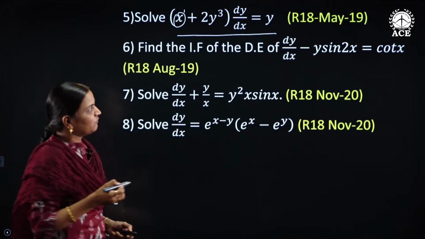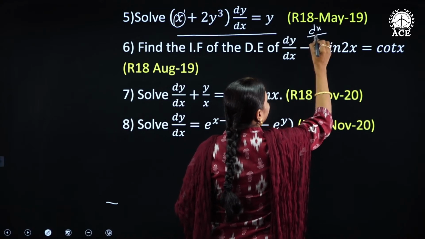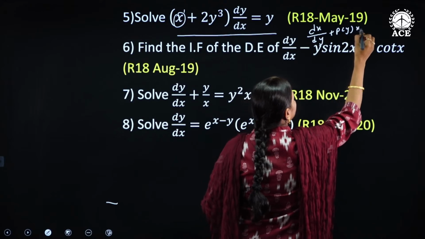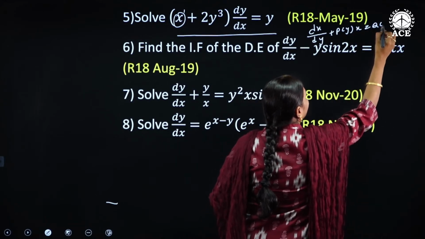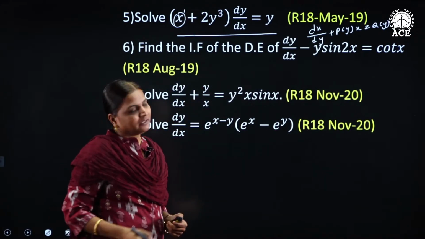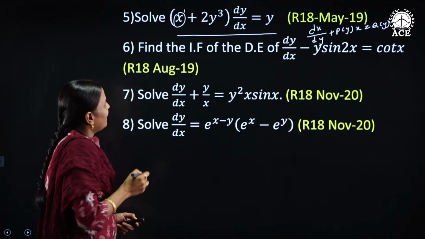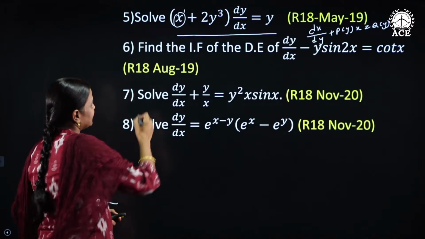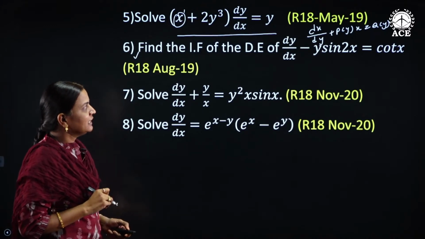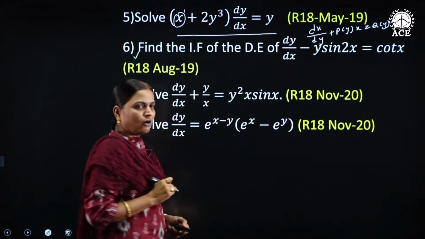What is the standard form of linear in x? The standard form of linear in x is dx by dy plus p of y into x is equal to q of y. If you know how to identify the dependent variable, then we can easily write its standard form. Next, find the integrating factor. This is a short answer question. Find the integrating factor of the differential equation dy by dx minus y into sine 2x is equal to cot x.